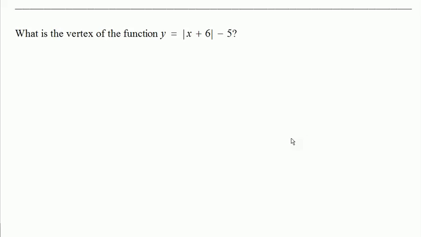Advanced Algebra Concept Exam Review. We're reviewing concepts 11 through 15. This first question just asks, what's the vertex of the function y equals the absolute value of x plus 6 minus 5? This one's set up real nice for us.